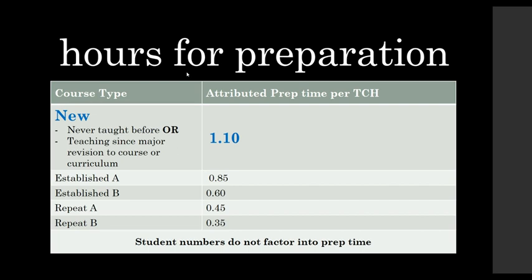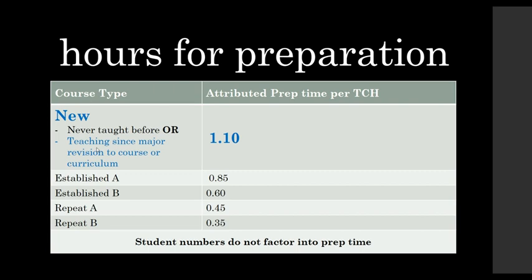The other category, or criteria, that can determine a new course is if you are teaching it since a major revision to the course or curriculum. So in other words, you've taught this course before, but now there's been a big change to the course itself or the curriculum. That is an area that can lead to some dispute and disagreement. You may feel that a change to the course has been very significant and warrants a new attribution. Your supervisor may feel differently.